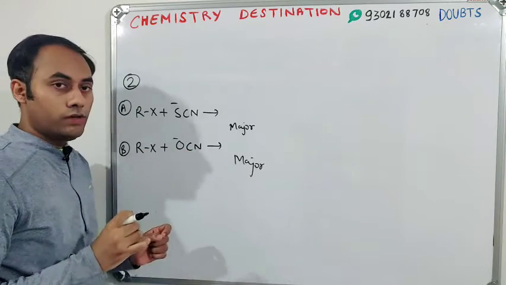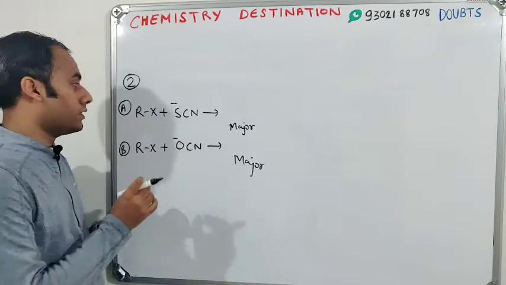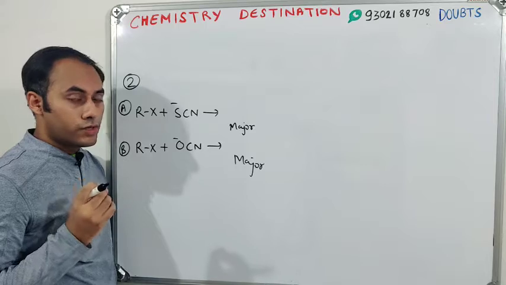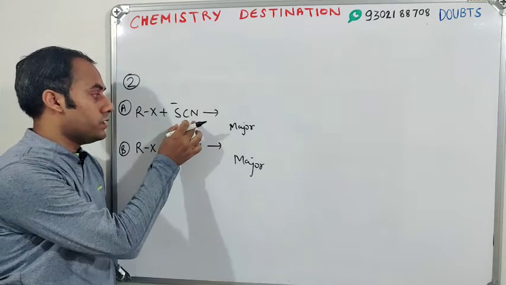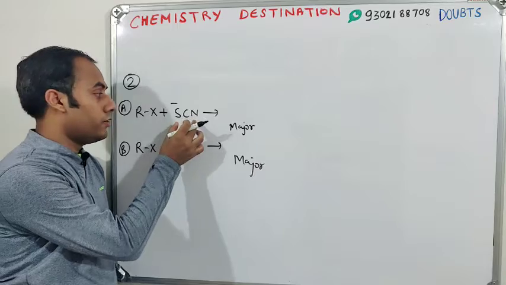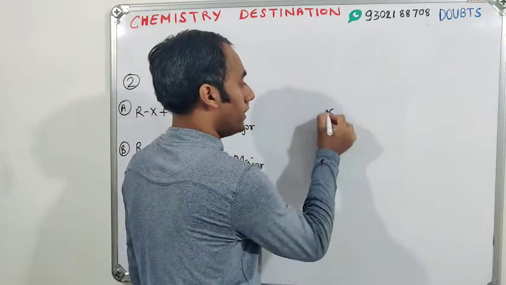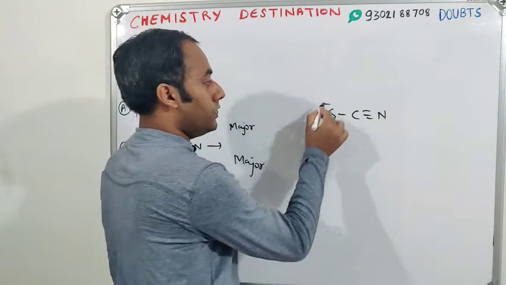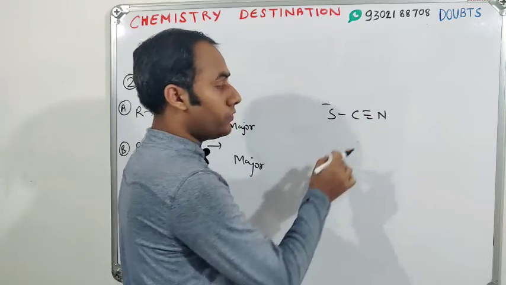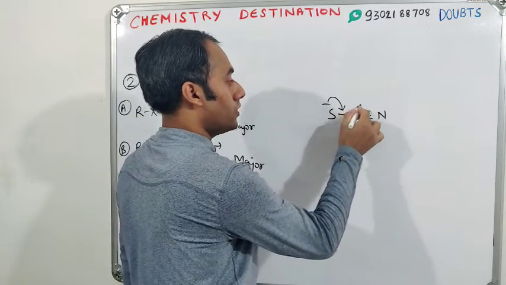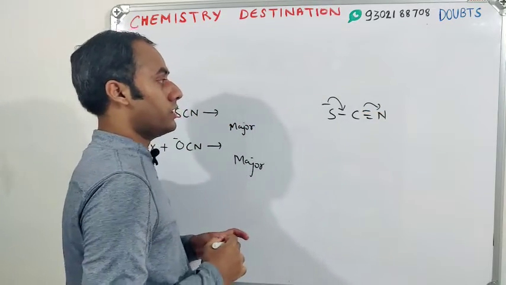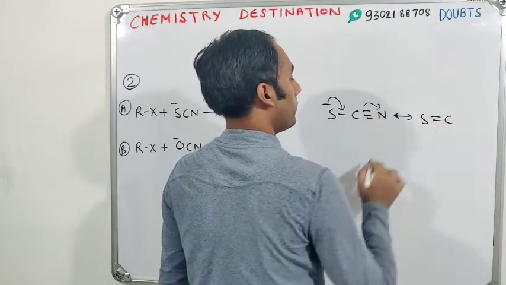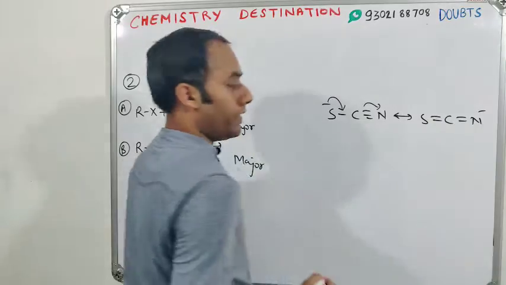Firstly we need to check what type of reaction A and B are. These two reactions are nucleophilic substitution reactions. Firstly we have the nucleophile thiocyanate ion. In thiocyanate ion we can see the negative charge is in conjugation with the triple bonded electrons, so this type of delocalization may take place. The resonating structure will be S double bond C double bond N with the negative charge on nitrogen.